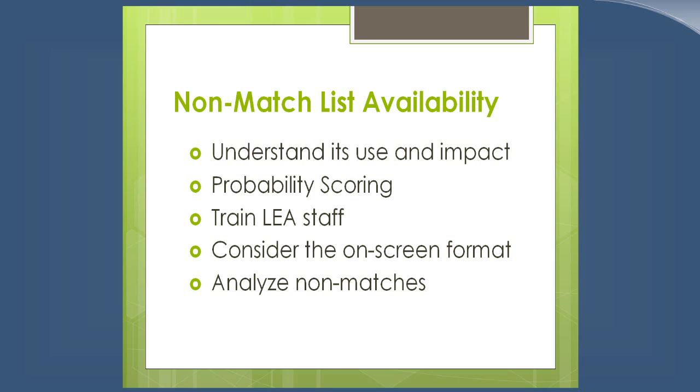And finally, analyze your non-matches. This would be a longer-term goal, but your goal obviously is to identify as many matches as possible. If you're coming up with a match rate that you believe is lower than best for your state, look at the non-matches and go through an analysis to identify why we are not matching on certain kids, and there may be something with your algorithm that needs to be changed.